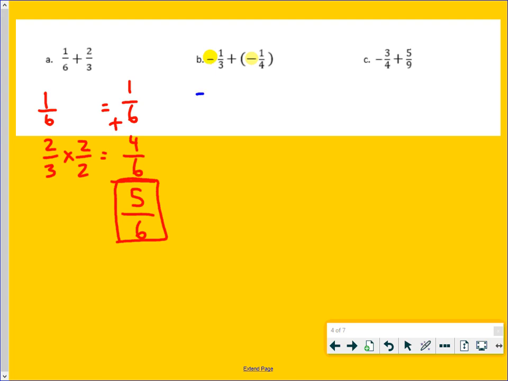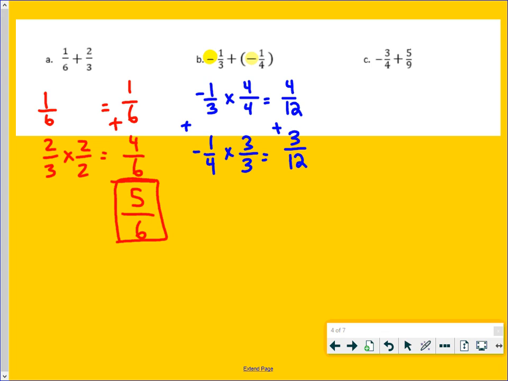I have negative 1/3, negative 1/4 here. We're going to add these. We need to find a common denominator of 12. So in this case, we have 4 over 4, so negative 4/12. I'm going to rewrite the negative at the end. And in this one, I have 3/12. Add the numerators. Keep the sign from the beginning. Since they're both negatives, our answer is negative 7/12.